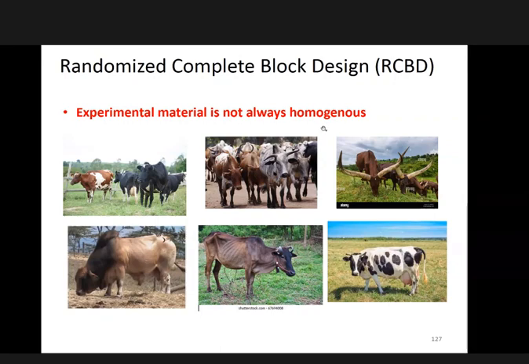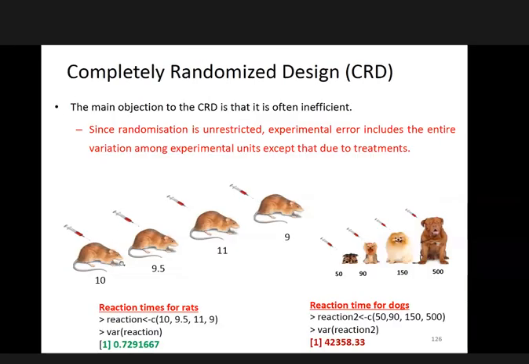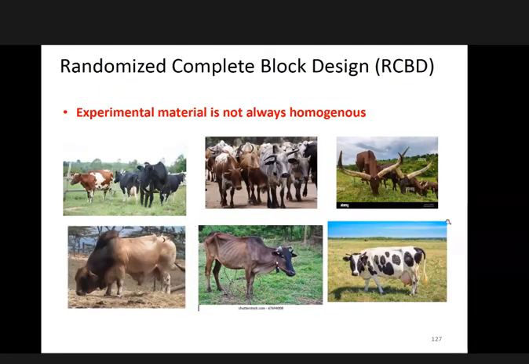Okay. So in that case, we cannot use completely randomized design. Completely randomized design assumes that the experimental units are uniform. So in this case, experimental units are not uniform. Therefore, we cannot use completely randomized design. We can use another design.